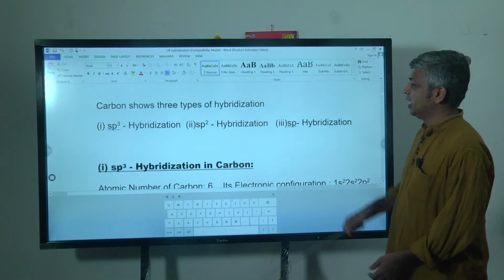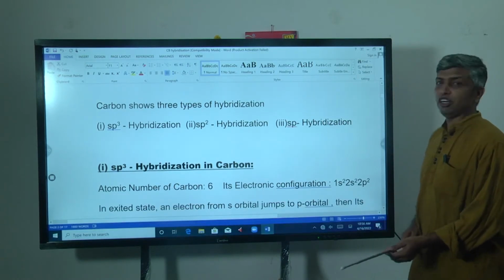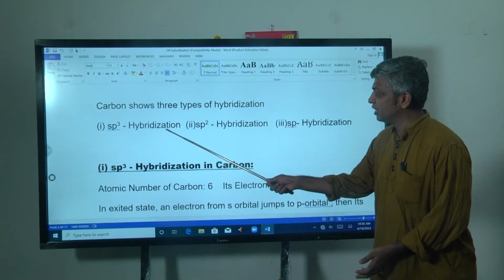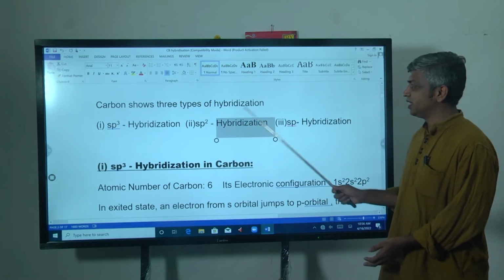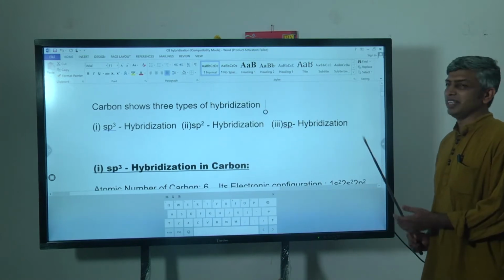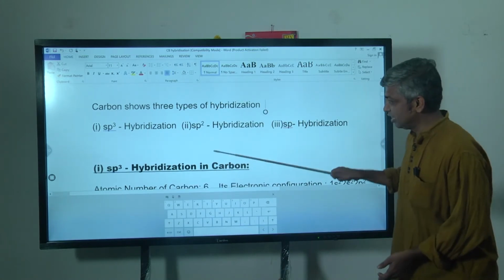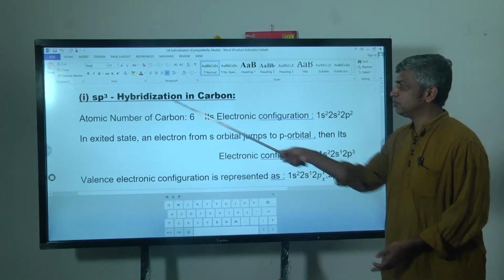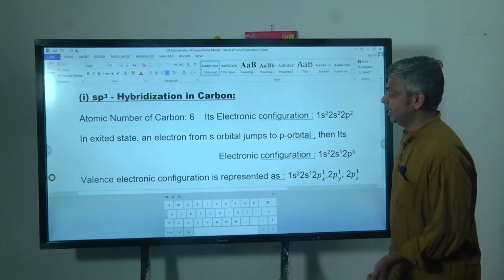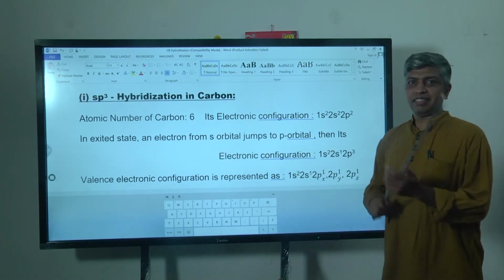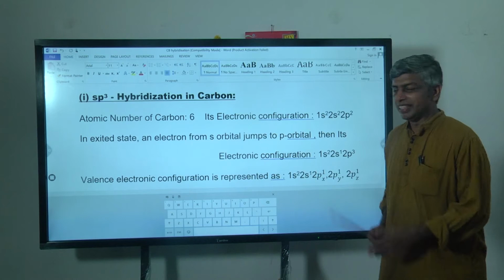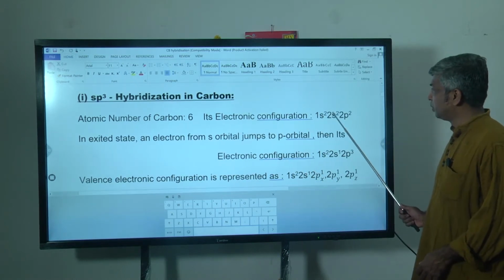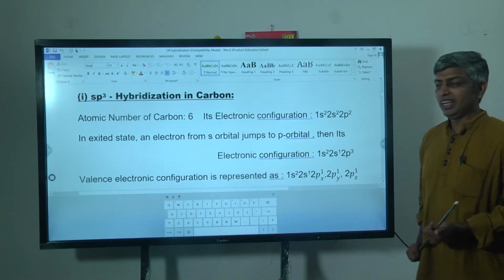We will discuss with an example, and with respect to your syllabus, the example is carbon. Carbon shows 3 types of hybridization: one is sp3 hybridization, another is sp2 hybridization, and the third is sp hybridization. Let us discuss the first one, sp3 hybridization in carbon. The atomic number of carbon is 6. Its electronic configuration is 1s2, 2s2, 2p2.